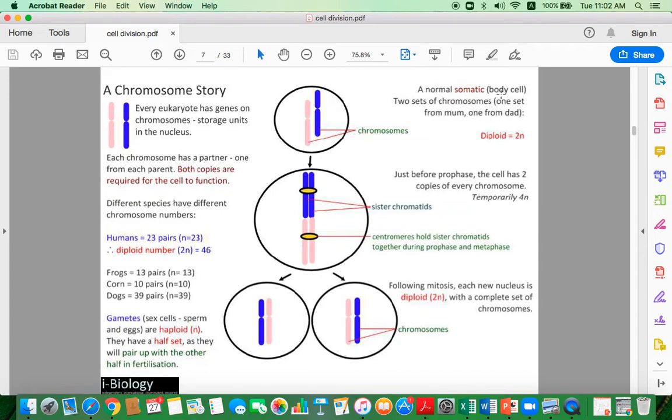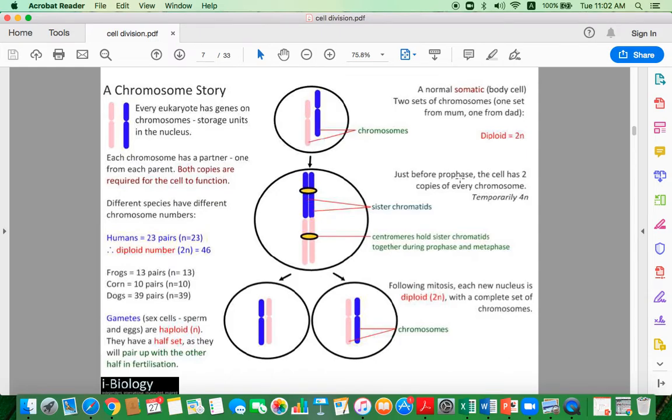A normal somatic body cell has two sets of chromosomes, one set from the mom and another set from the dad, in any kind of living organism, okay? When we talk about diploid, that means 2n, two sets of chromosomes.